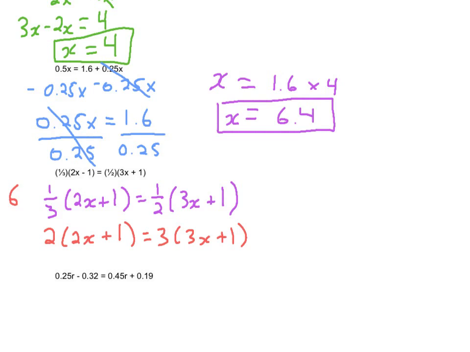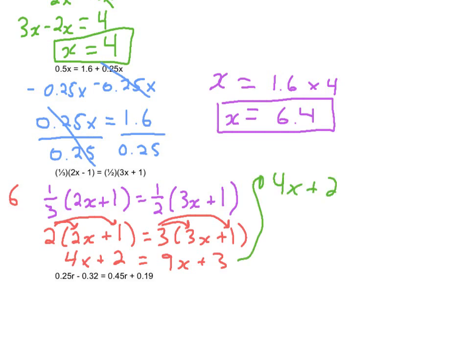So now I can proceed with what I wanted to do, and I'm going to try to get those variables in easier terms to work with. So I'm going to do the distributive property to each side. So this 2 is going to multiply in. I've got 4x plus 2 is equal to, same thing on the other side, 3 times 3x is 9x plus 3. Okay, so we're getting closer. I'll rewrite it up here. Okay, 4x plus 2 is equal to 9x plus 3.